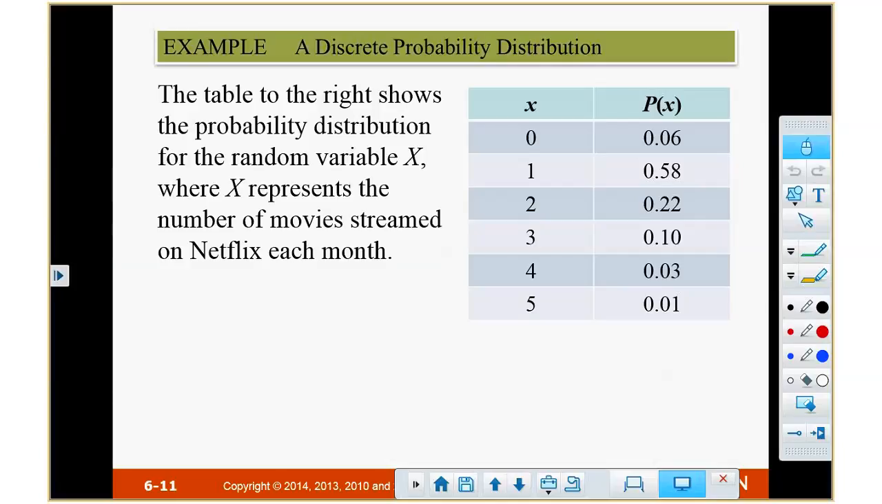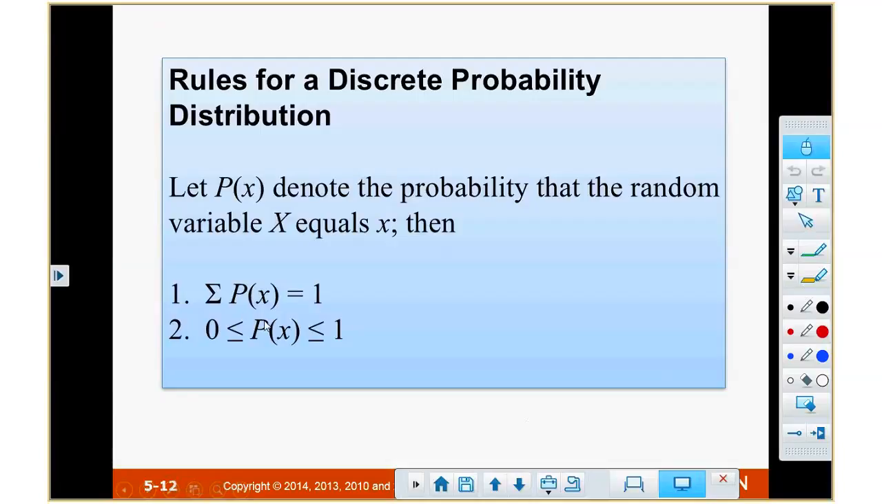Let's add them up. All right, it's 58, and that 22, that's equal to 80 cents, is it not? That's 80 cents. Then that 10 cents, that's 90 cents. Then 96 cents. Then 4 cents. So yes, it's equal to 1. So this is a probability distribution. Each one of the probabilities right here are between 0 and $1. And if you add them all up, they equal $1 or 1. And that's those two rules right here.